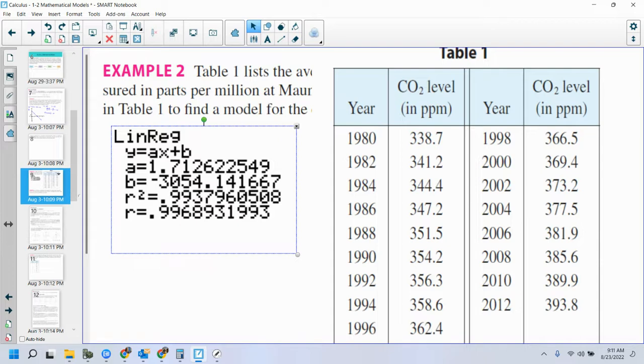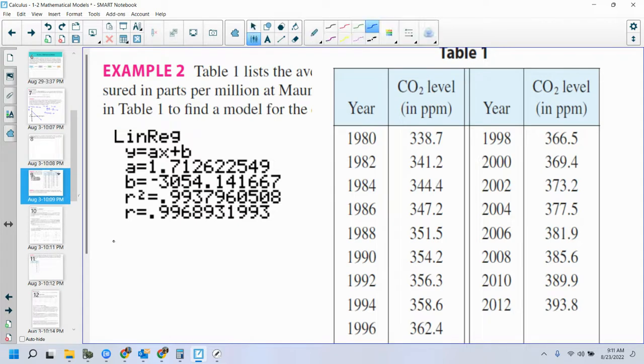All right, so we got y equals mx plus b here, ax plus b. So y is equal to 1.7126x minus 3054.1417 if I'm rounding to 4 decimal places. And I'm getting super exact with even 4 decimal places out, right? That is my mathematical model. That is my equation. I better check my answers. 1.7126x. Yep. That is my equation that I can use to model this situation.